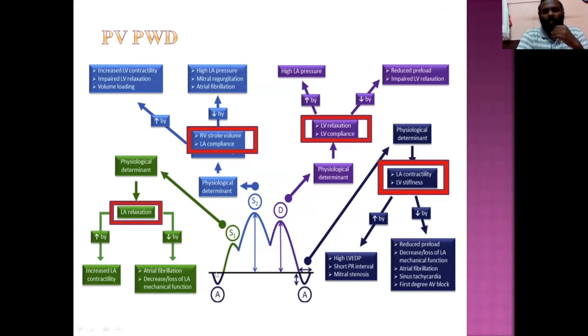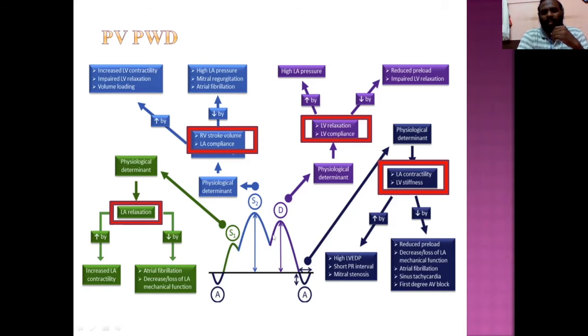This is how a normal pulmonary vein pulse wave Doppler looks. It has two positive waves, the systolic S wave and the diastolic D wave. The S wave is a flow of blood into the left atrium during ventricular systole. It has two components, S1 and S2. S1 is determined by the LA relaxation, and S2 is determined by the RV stroke volume and LA compliance.